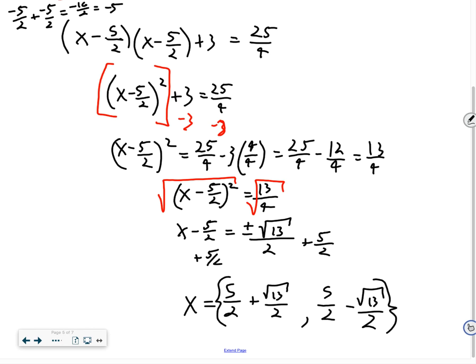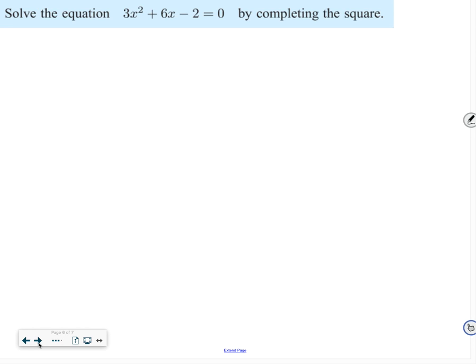Okay, let's look at one more example here. Okay, so notice on this example, I have an a value. So to deal with problems when we have an a value, we're just going to want to divide that out originally. So this is equal to 0. So I'm going to divide this side by 3, divide this by 3. So I get x squared plus 2x minus 2 thirds equals 0.